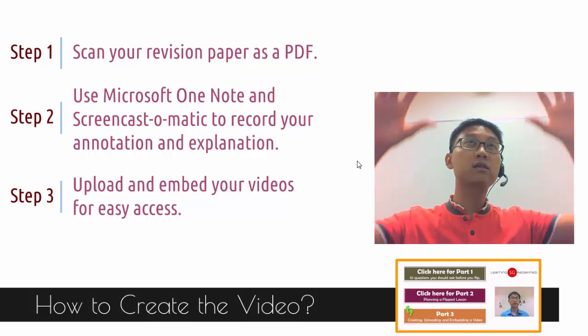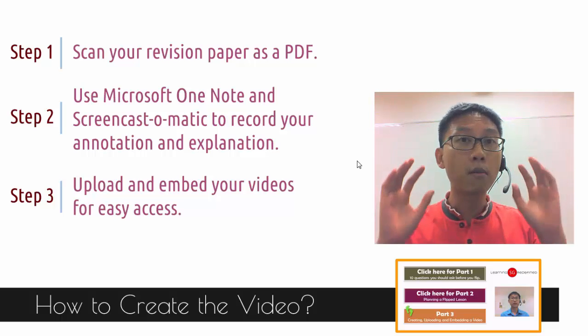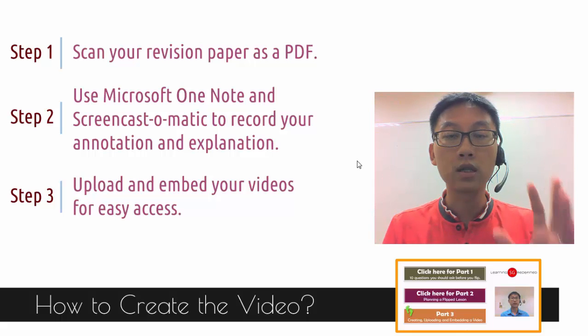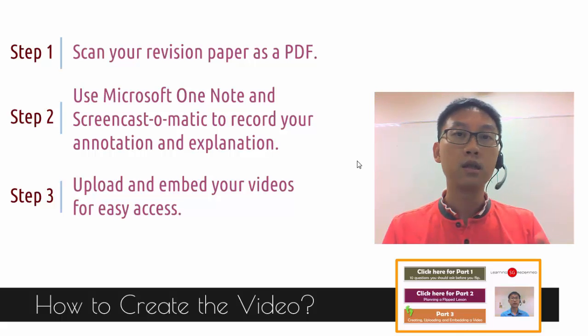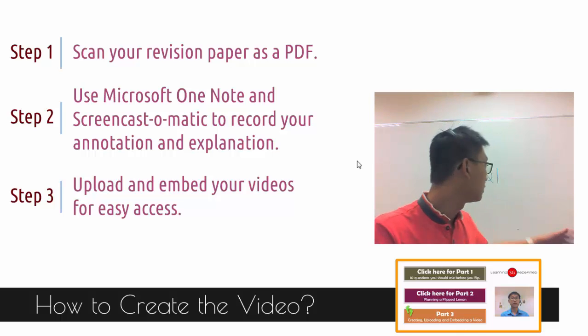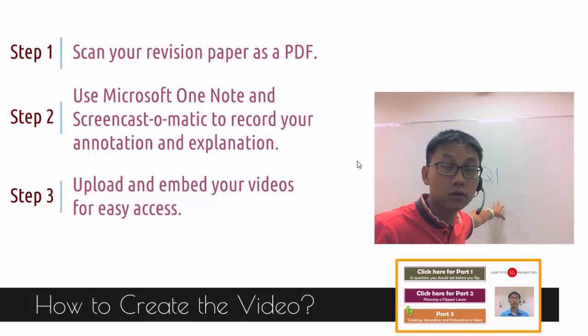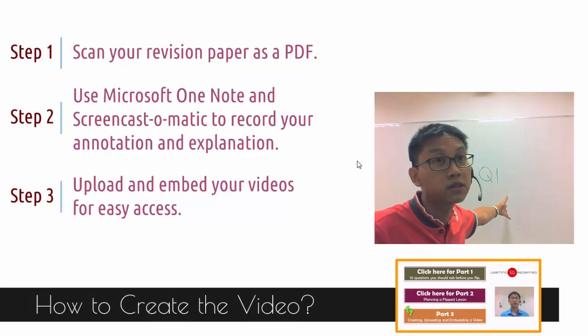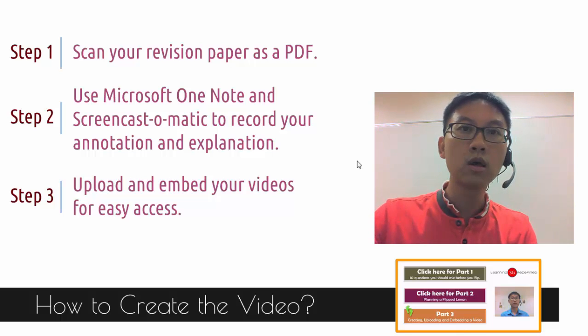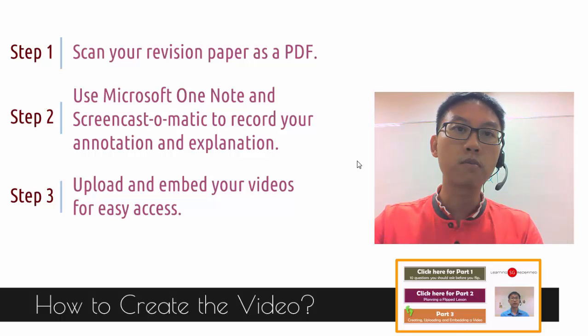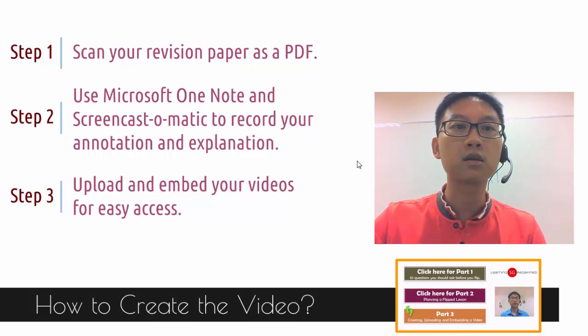Now, these 3 steps are just about one way in which you can do your revision paper and to record yourself explaining. The other way is to put a camera like this in front of the whiteboard and solve it. So this is another way that works. Or if you have a smart board, you can use a smart board to do recording. Alright, so I will jump into the live demo to show you how from a PDF you can convert it into a Microsoft OneNote and then use Screencast-O-Matic to record.